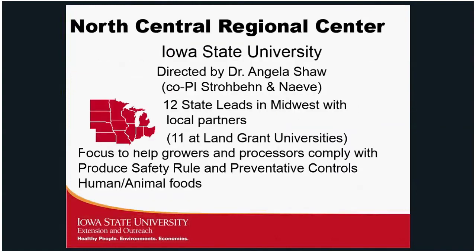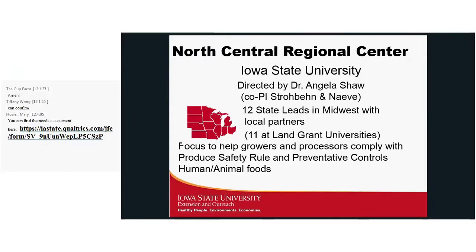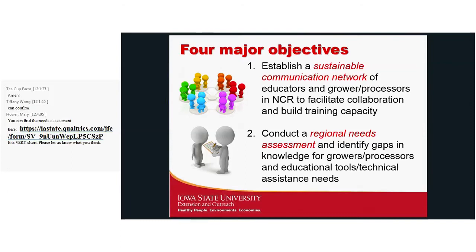So if you don't know who we are, we're the North Central region. We comprise 12 states, and that goes from the Dakotas over to Ohio. So the Missouris, Iowa, Illinois, and we have 11 land grant institutions that are part of this. And we are here to basically help with FSMA compliance with growers of fruits and vegetables, as well as processors of fruits and vegetables.